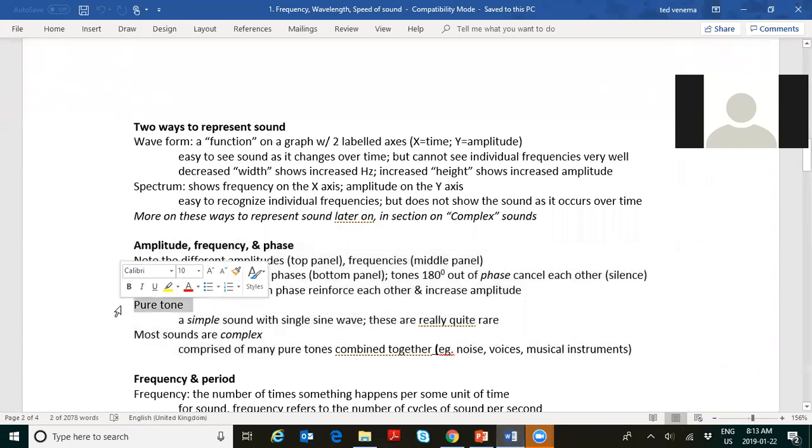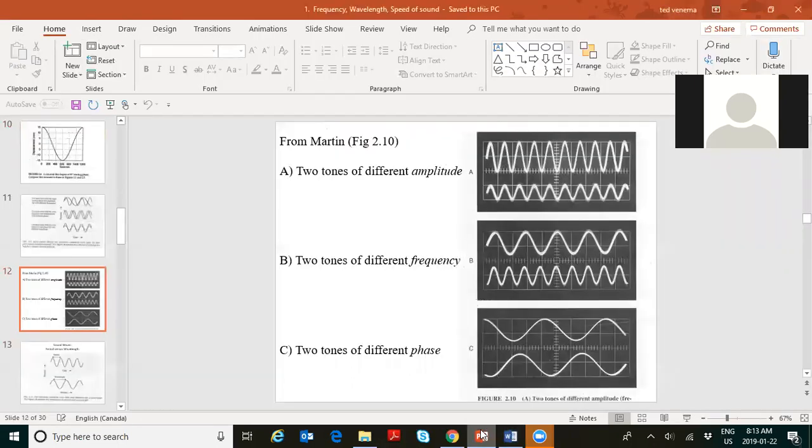Pure tone. That's a simple sound, a single sine wave. All of what we've been showing you are simple sounds. These are simple sounds. That's one frequency. Here's another frequency. Here's another frequency. Here's another one, and another one, and another one.